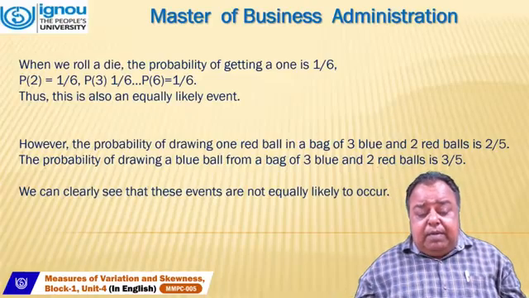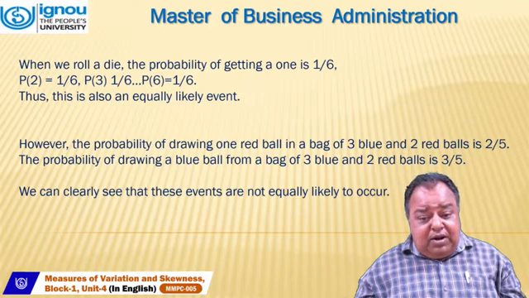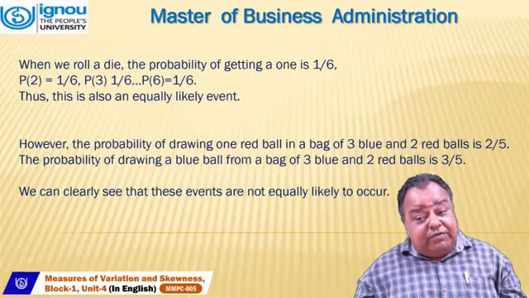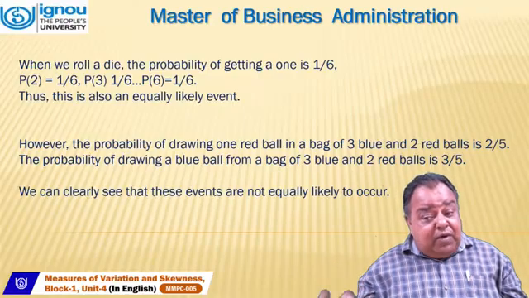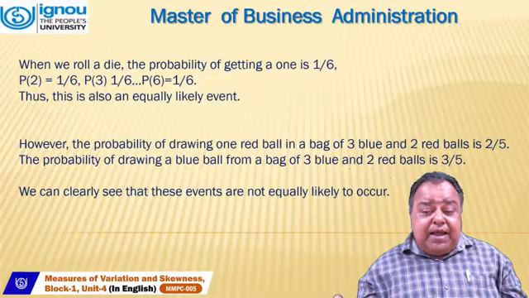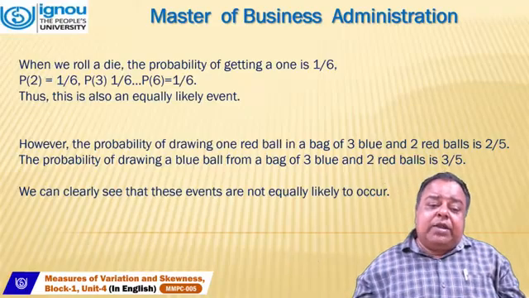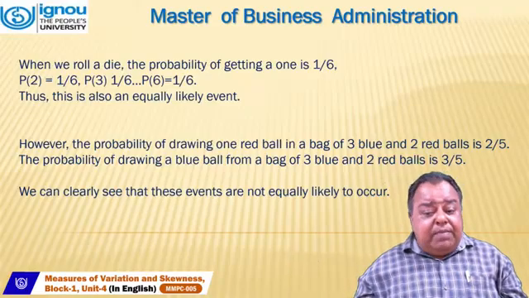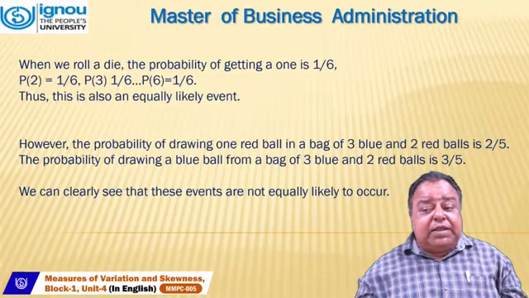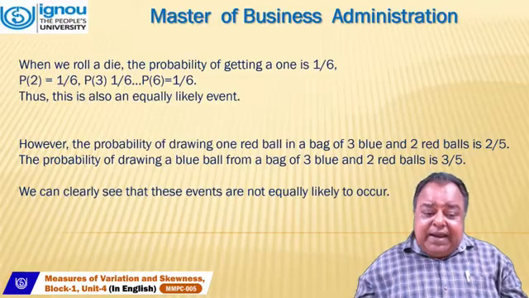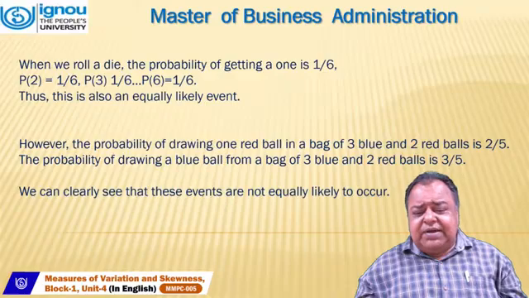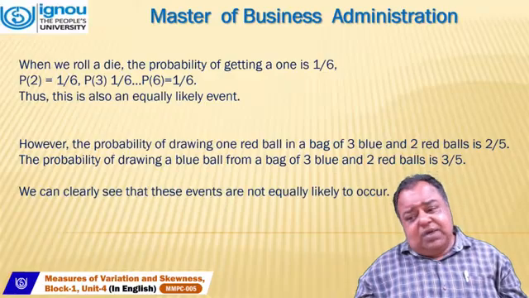However, consider drawing one red ball from a bag of 3 blue and 2 red balls. The bag consists of a total of 5 balls, and the probability of drawing a red ball will be 2 by 5. And the probability of drawing a blue ball from the bag of 3 blue and 2 red balls will be 3 by 5. We can clearly see that these events are not equally likely.